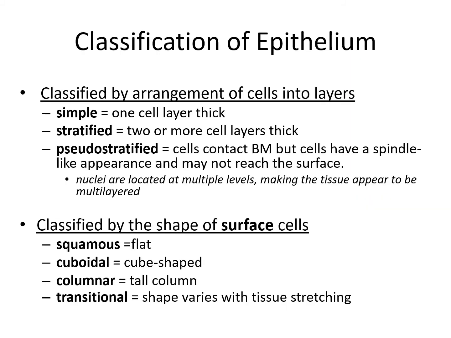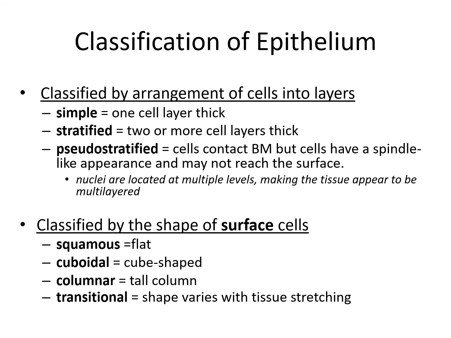We can classify epithelial tissues based on whether or not they have one or more layers of cells, and also we can classify them based on the shape of those cells, specifically the shape of the surface cells. So if we have just one cell layer, that would be a simple epithelium. If we have two or more, that's stratified. Strata means layer.